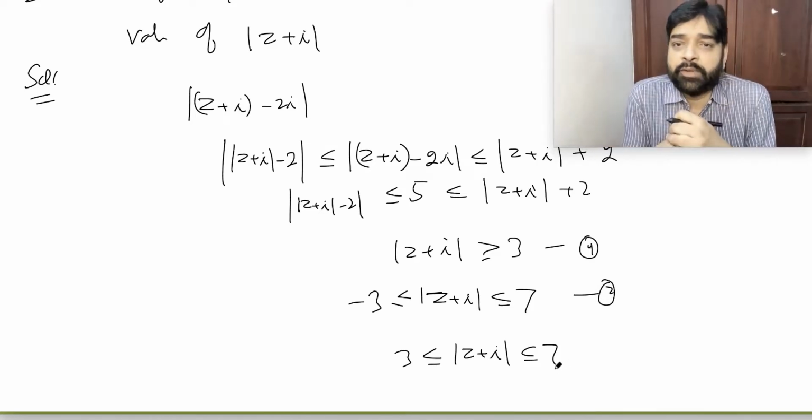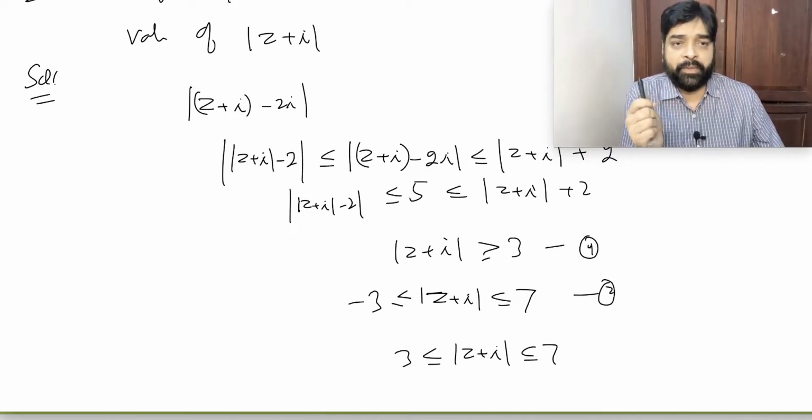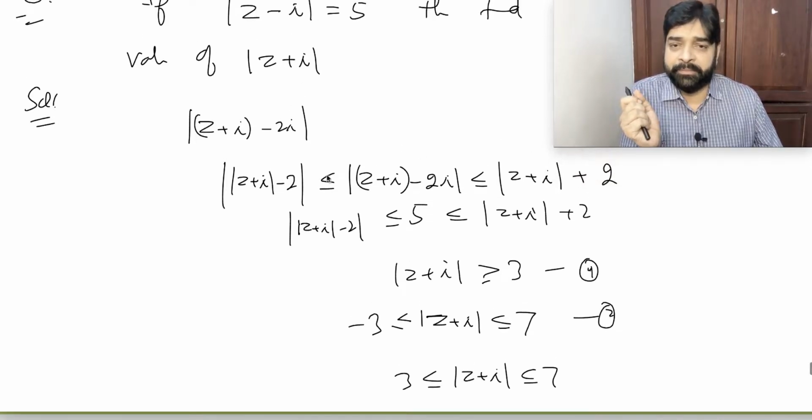I'm sure it's clear to everybody. How many of you got it? Minimum 3, maximum 7. Okay. Very few people are getting it. Yeah, that is a big problem. Anybody having difficulty?